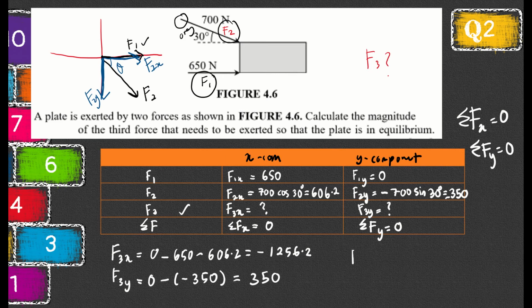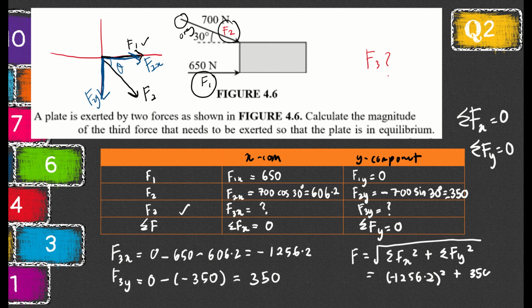So your magnitude can be acquired from this equation: the square root of the summation of Fx squared plus the summation of Fy squared. So you substitute all the values in: negative 1256.2 squared plus 350 squared. So at the end you'll get your force, that is force F3 is equal to 1304 Newton.